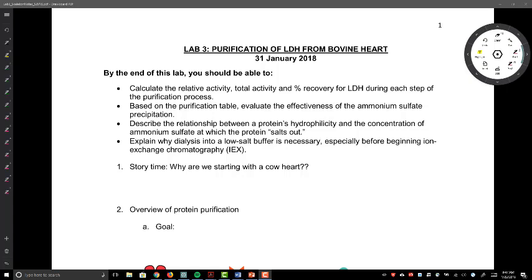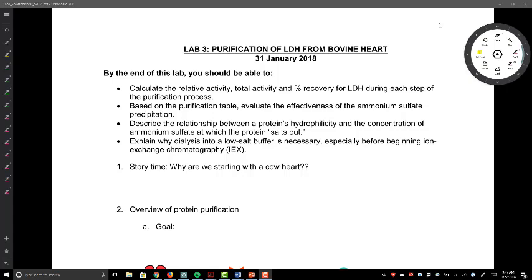Based on the purification table, again, you're going to evaluate the effectiveness of this particular step that you're going to perform during this lab, which is the ammonium sulfate precipitation. You're going to need to be able to describe the relationship between a protein's hydrophilicity and the concentration of ammonium sulfate at which that protein salts out.